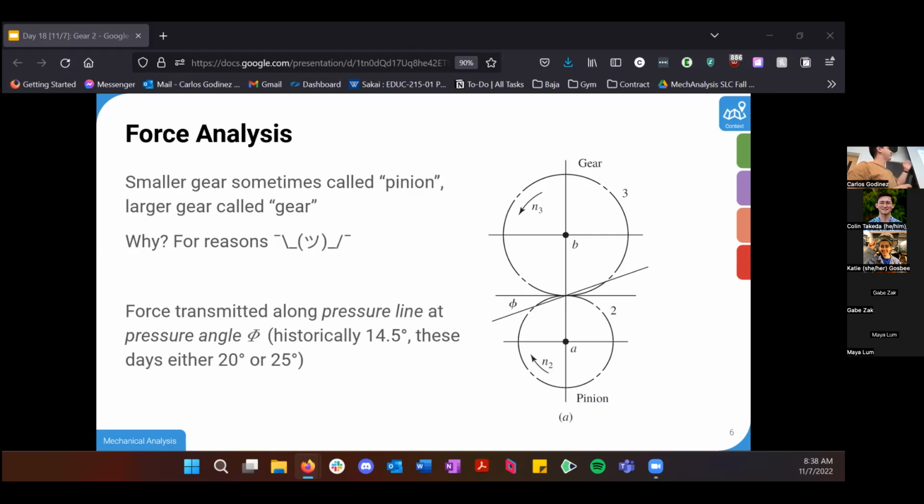Historically, that has been 14.5 degrees. But these days, it's more common to see either 20 or 25 degrees. So a standard gear set manufactured by a well-known reputable manufacturer is going to have these pressure angles, most likely 20 degrees, but sometimes 25. If you want some insight into why you have different angles, a larger angle can mean you can transmit more force, but you also have more radial force going into the gear.